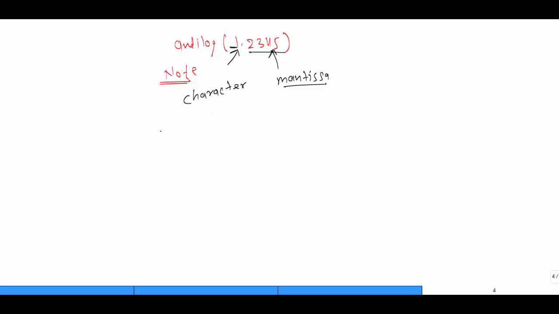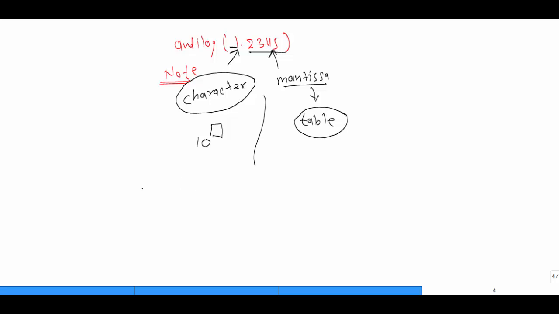Always remember, due to the characteristic we will decide what number comes in 10 raised to the power, and from the mantissa we will see the table. How to solve this is just by using the table, and the characteristic we will decide as 10 raised to the power something with that value. Let's take an example.